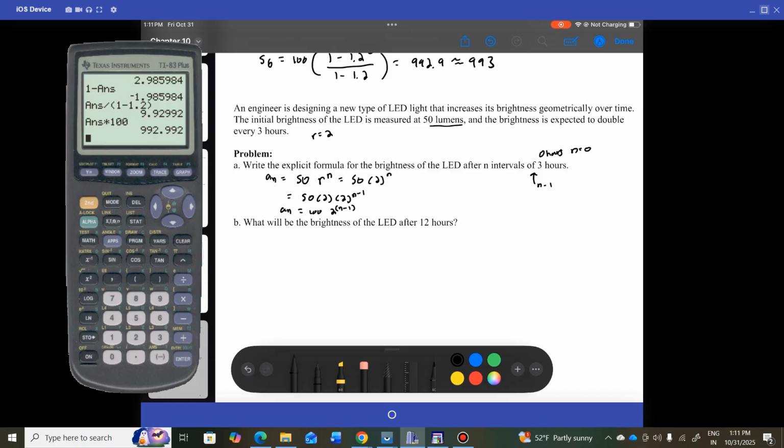Now we want to know what would the brightness be of the LED after 12 hours. Well, if you divide this by 3, this is n equals 4. Right, so 3 is 1, 6 is 2, 9 is 3, 12 will be n equals 4. And so a sub 4 is going to be 100 times 2 to the 4 minus 1. It's going to be 100 times 2 to the third, which is 100 times 8, which is 800.